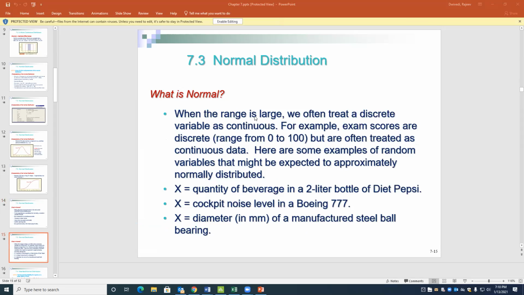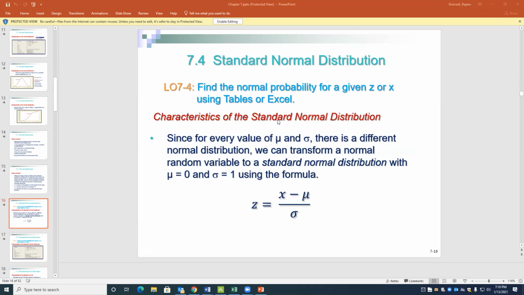When a range is large, we often treat a discrete variable as a continuous variable. Like binomial, if you have binomial n more than 16 or 20 plus, we treat the binomial distribution as a normal distribution. So this is the formula of the normal distribution.